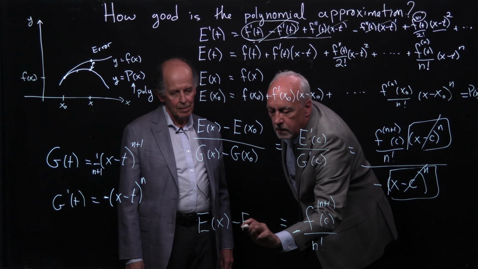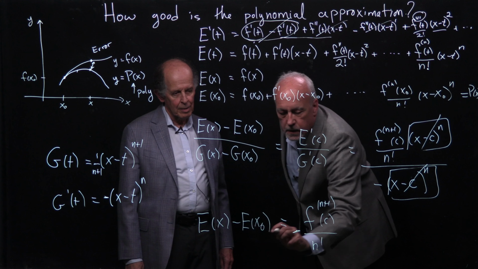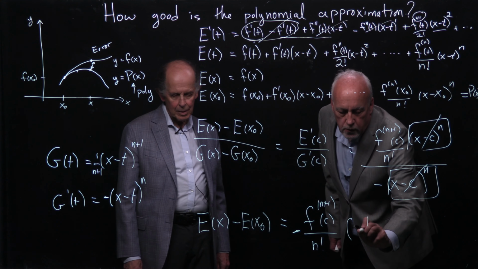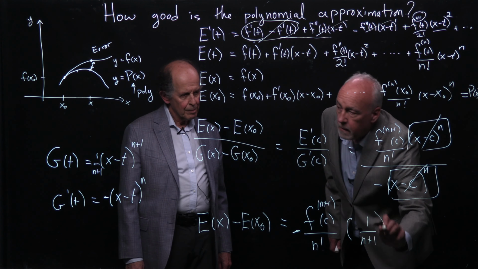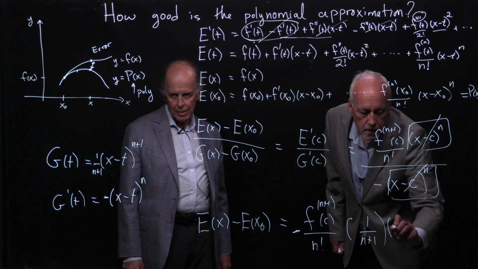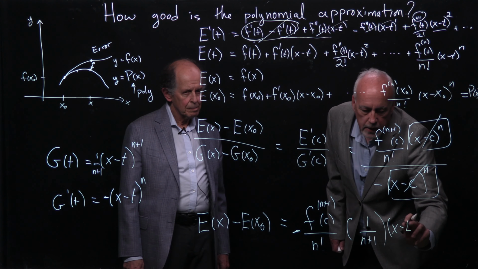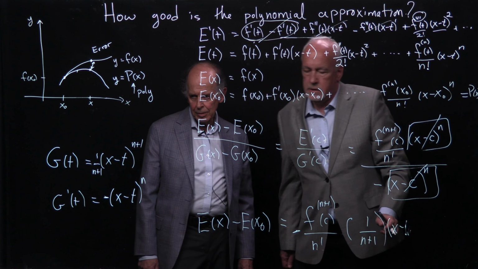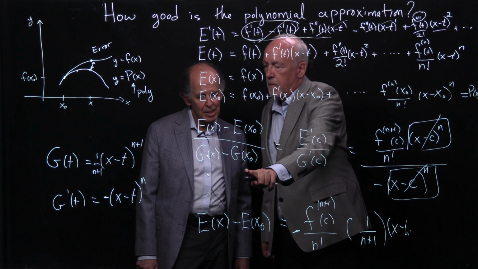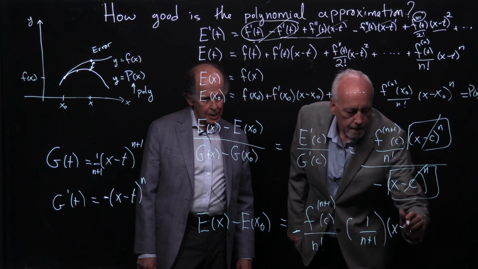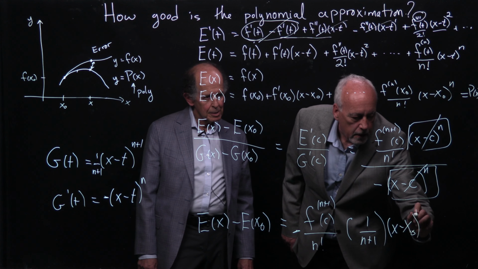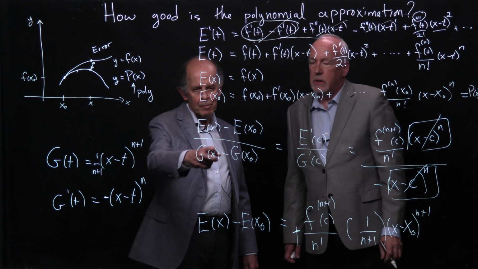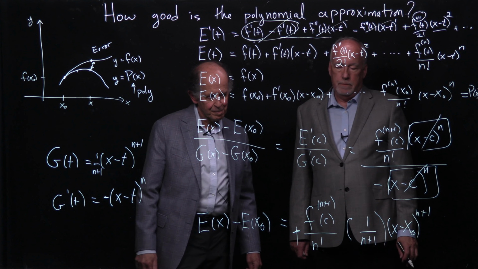minus e of x0 is equal to this times 1 over n plus 1 times x minus t. No, x minus x0, because here it's x minus x0, to the n plus 1. And remembering that the minus signs cancel, so that's a plus. And remember one of these was 0.